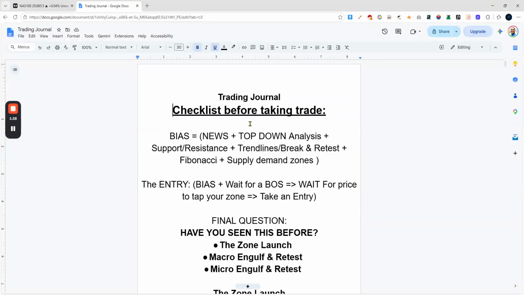It's pretty much the same strategy. It's just me really defining my process, etched out in solid stone, right? So the checklist: the first thing I do is get my bias, and then I look for my entry. To get my bias, I look at the news to see if we've got news. I do my top down analysis, looking at support, resistance, trend line break and retest, and Fibonacci zones. A lot of this got simplified down to me just looking at these different zones, and I'll show an example of that shortly.